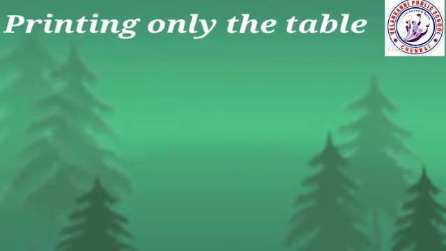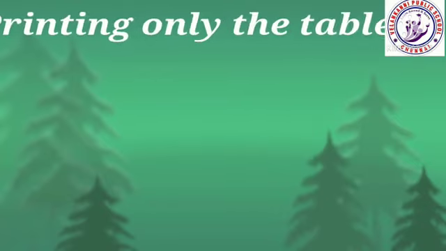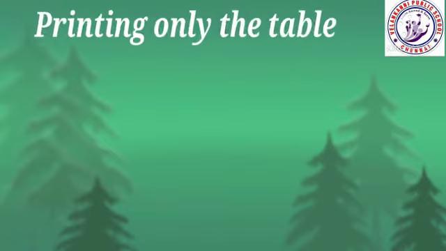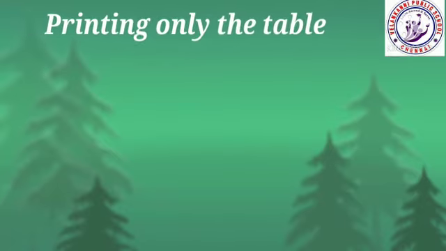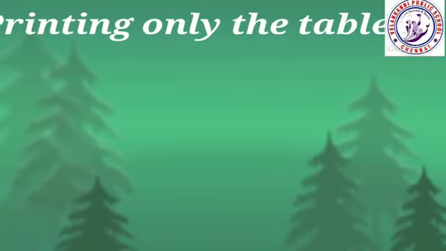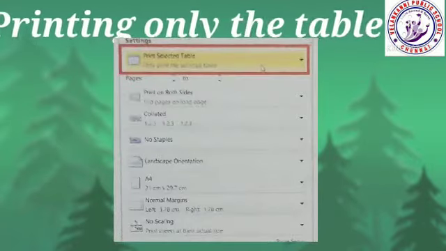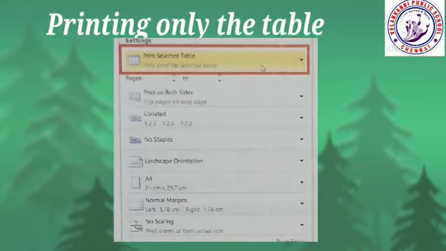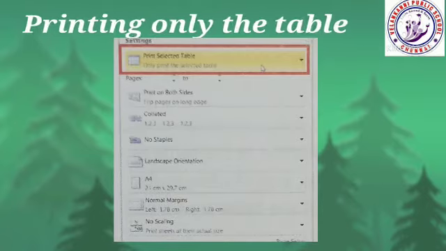Next we have printing only the table. If you want to print just the table and leave out other stuff on the worksheet, select any cell within your table and press Ctrl+P or click File, Print. The Print Selected Table option will get selected automatically without you having to adjust any printing settings.